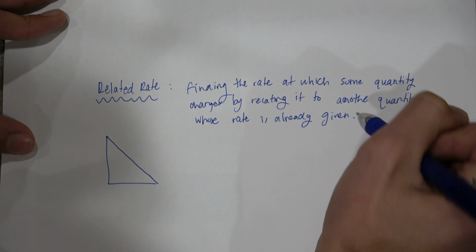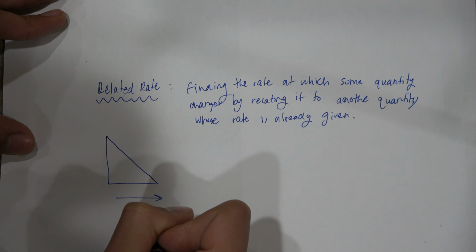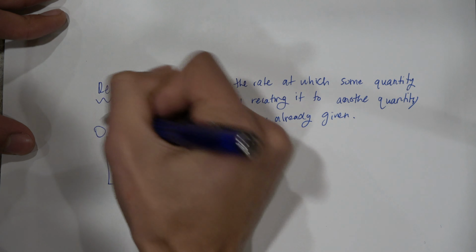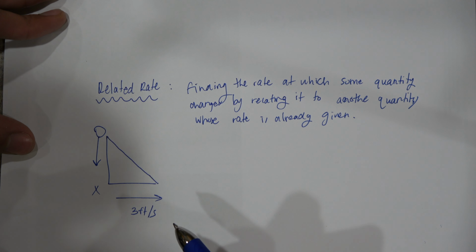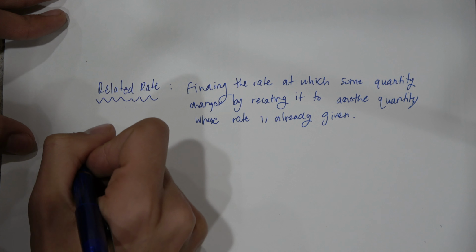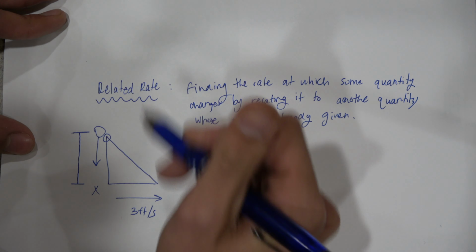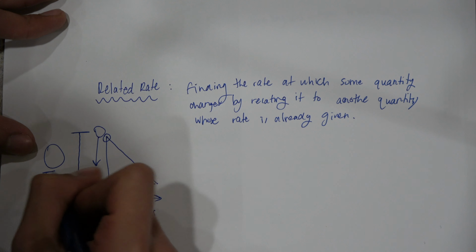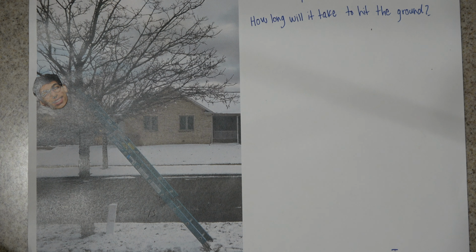Now, what does this mean? We already know that the ladder is being pulled this way at a rate of 3 feet per second. But what we're trying to know is how long it will take for me to fall down all the way to the bottom, right? And to find that, we need to find the rate at which I am falling, or at which the top of the ladder is falling. And to do that, we're going to use this rate and relate it to this rate and solve for the amount of time. Now, let's get a little bit more realistic here.